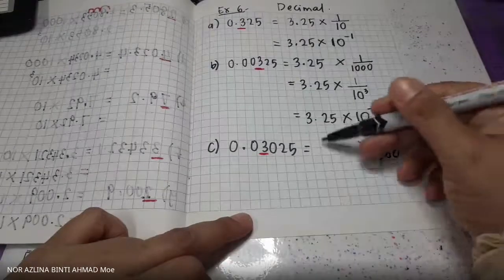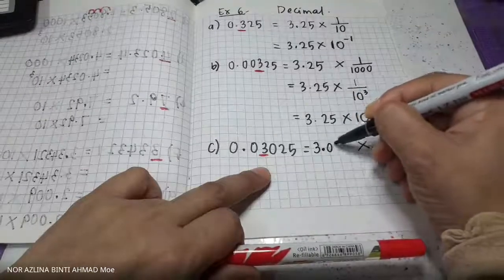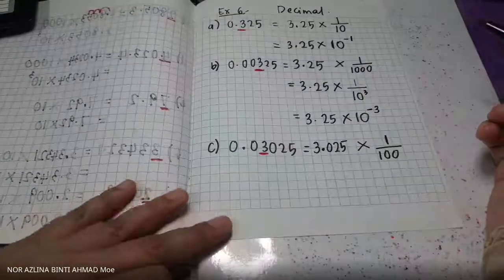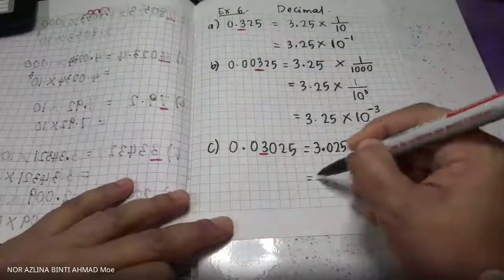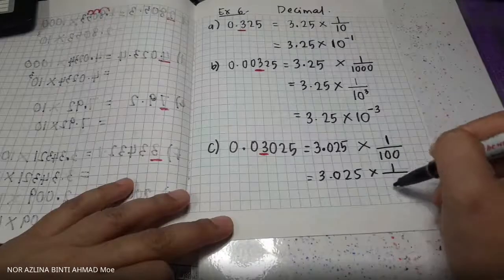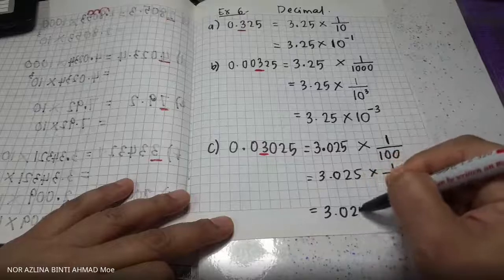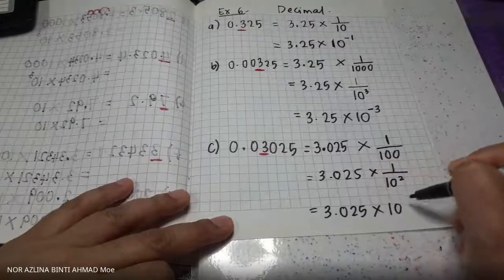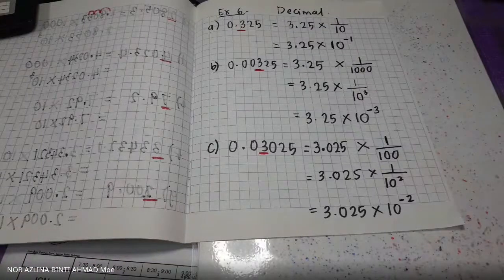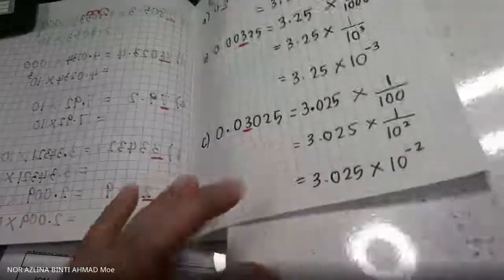What is the value of A? This is 3.025. So 3.025 multiply 1 over 100, which is 10 to the power of 2. So 3.025 multiply 10 to the power of negative 2. That is for C.